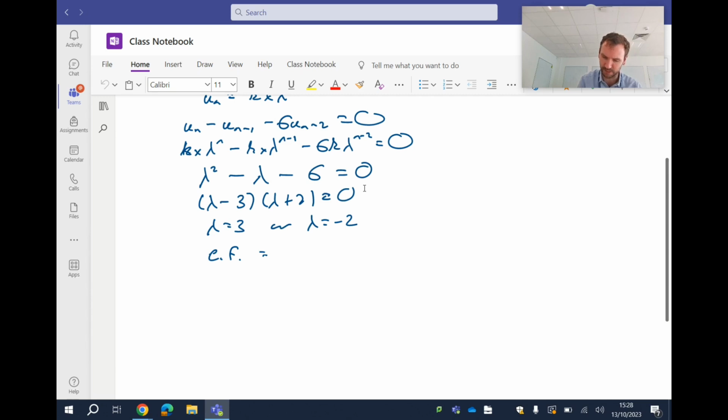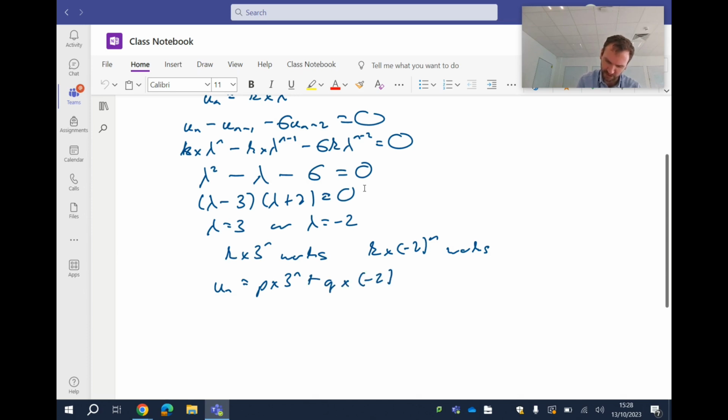some number times 3 to the n. Actually, let me just slow that down. So what is this telling us? This is telling us that k times 3 to the n works as u_n. It's also telling us that k times negative 2 to the n works. Well, if both those work, then u_n equals some number times 3 to the n plus some number times negative 2 to the n must also work. And this is going to be our general solution here.